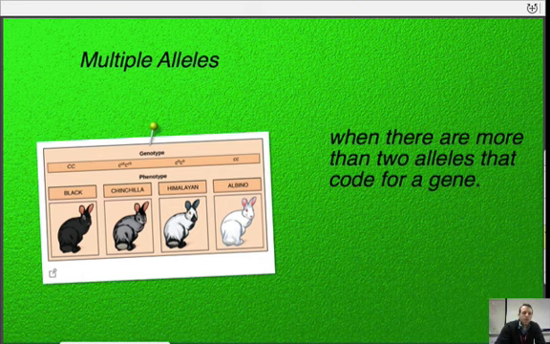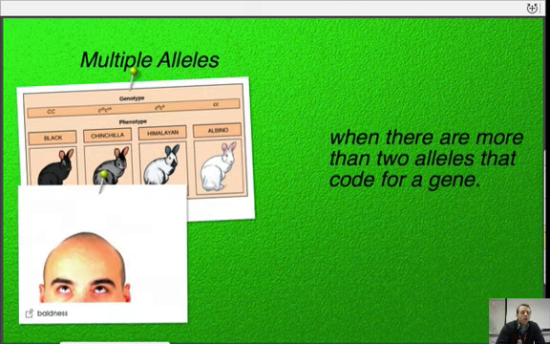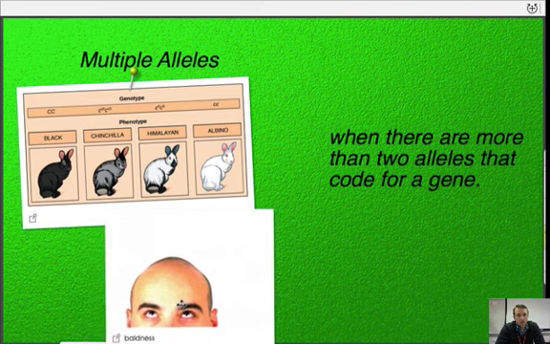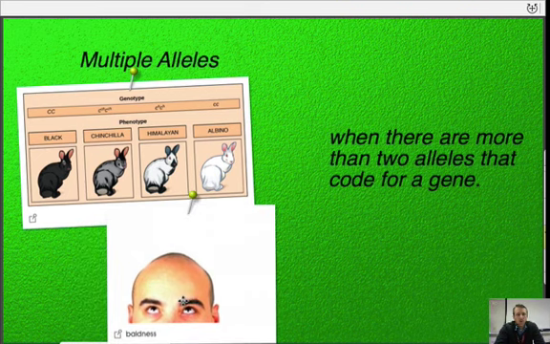And another example in real life is baldness. Baldness is because of multiple alleles. So male pattern baldness is a result of multiple alleles. Once again, where there are more than two alleles that code for a gene.